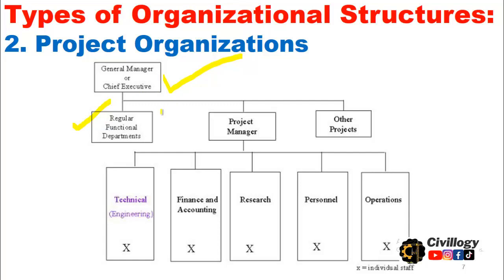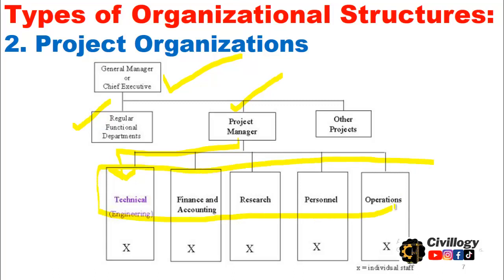Okay, then as a new project arises, if we talk about construction projects, a company has a number of projects. So for each project they deploy a project manager, and under each project there are different functional units, as you can see over here: technical, finance, research, similar to that of the functional unit. So these are directly responsible to the project manager, and the project manager has to report to the general manager.